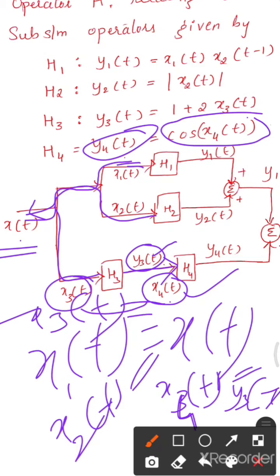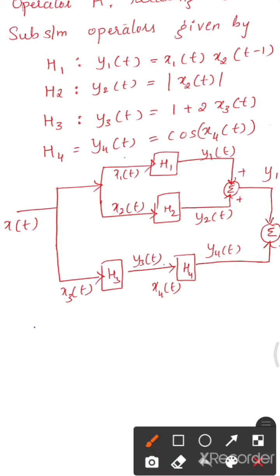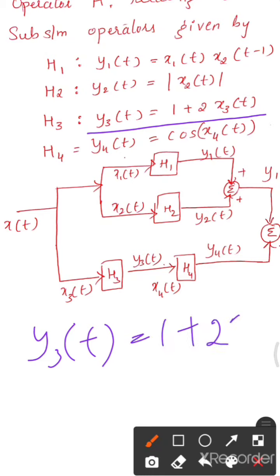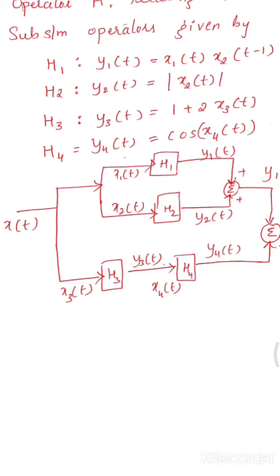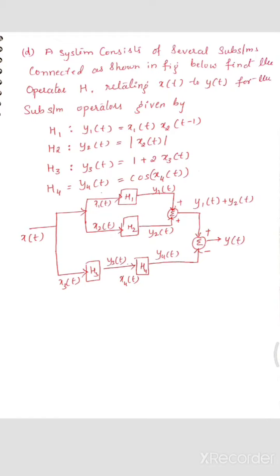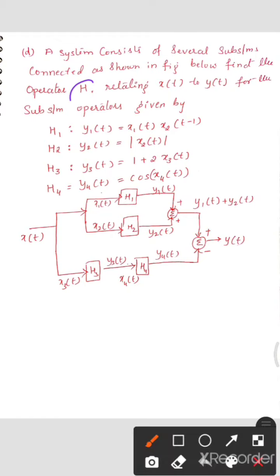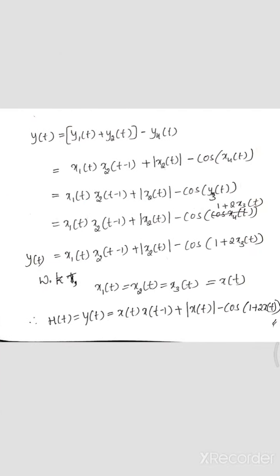Okay, now we have to identify what is this y3 of t. What is y3 of t? Observe here, it is nothing but 1 plus 2 x3 of t. Obviously x3 of t is nothing but your x of t. So yes, all the terms we have got in terms of x of t. So now we can express these things in terms of x of t and y of t as operator h. Okay, let's see how to do with this.